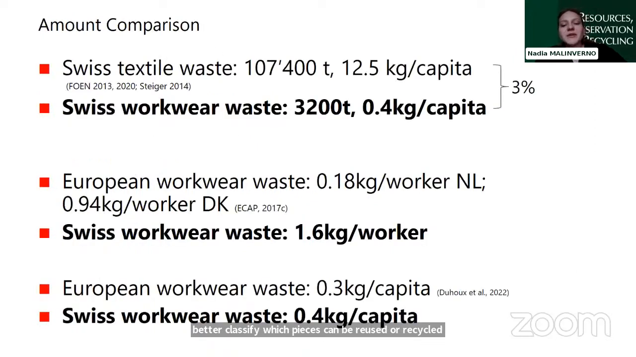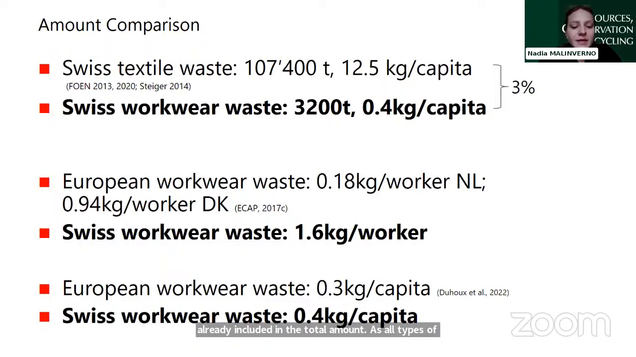Comparison of the data from our study with the quantities of the Swiss textile waste shows that workwear corresponds to around 3% of the textile disposed in Switzerland in the year 2019. For Swiss textile waste, it can be assumed that workwear is already included in the total amount, as all types of textiles are represented in the statistics.